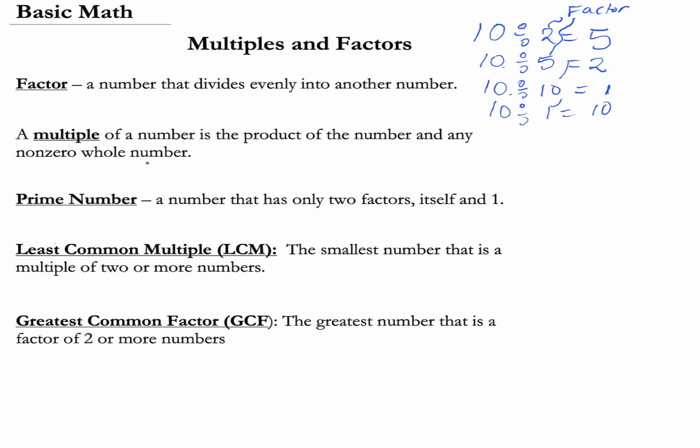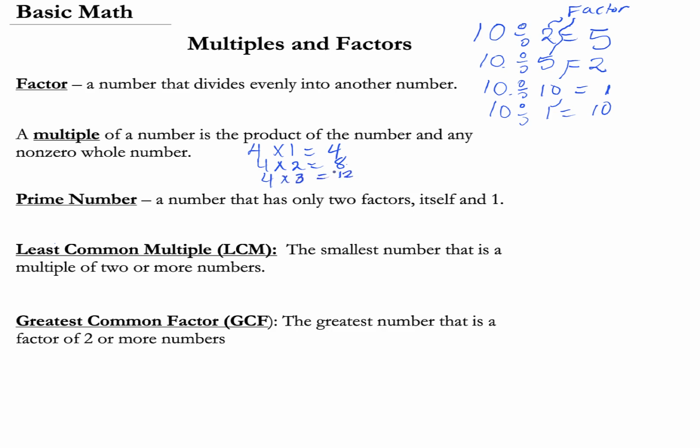What do we mean by multiple? A multiple is a number that is the product of the number and any non-zero whole number. When I say non-zero whole number, I mean don't use zero. Use any other number, so we will start with 1. So if I ask what are the multiples of 4, that's going to be 4 times 1 is 4. 4 times 2 is 8, so that's another multiple. 4 times 3 is 12.